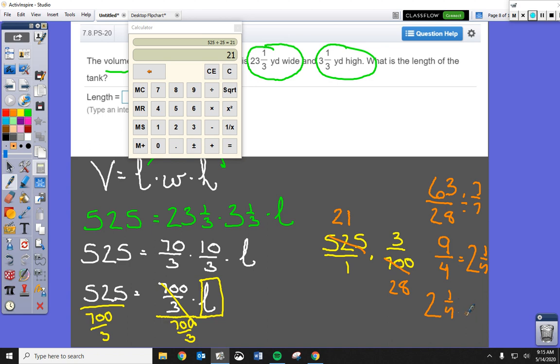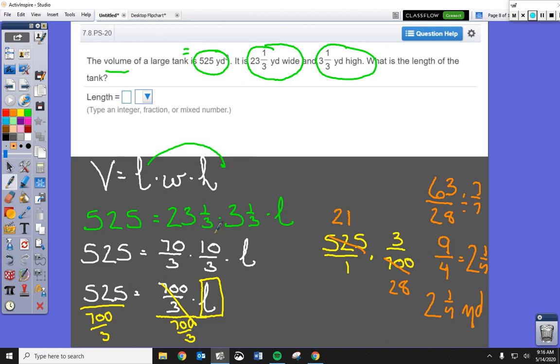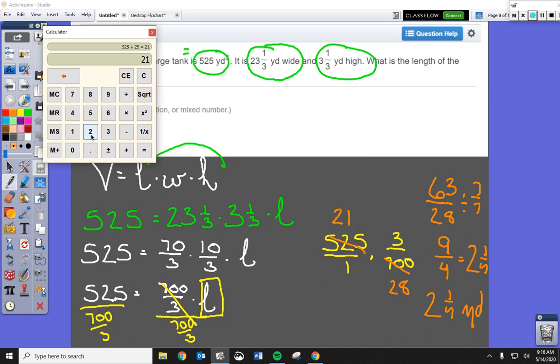2 and 1/4, and we're talking about length, so yards. 2 and 1/4 yard. Again, I think I did all my math right there. To check this, I would multiply this times 2. Let me just, out of curiosity, go 23 times 3 times 2.